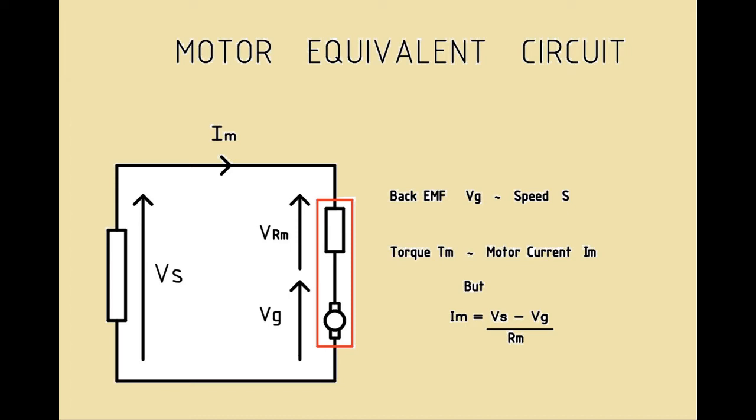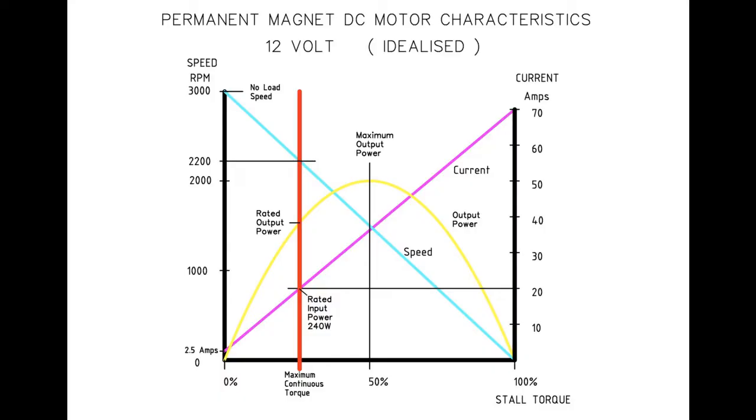Eventually, a steady state, no load speed will be reached, where motor torque balances motor friction. We will ignore the secondary effect of windage. Vg will have risen to a point where Vs minus Vg is producing just enough current through Rm to provide this torque. The motor characteristics are best visualized graphically.